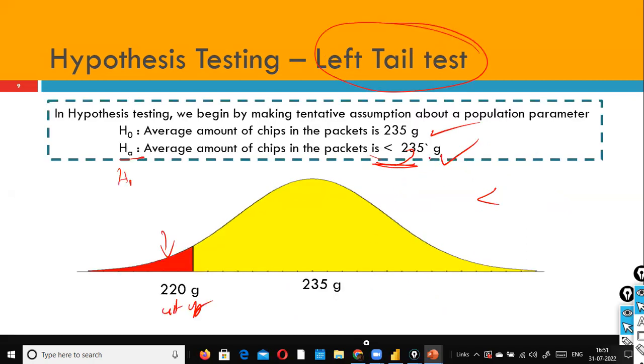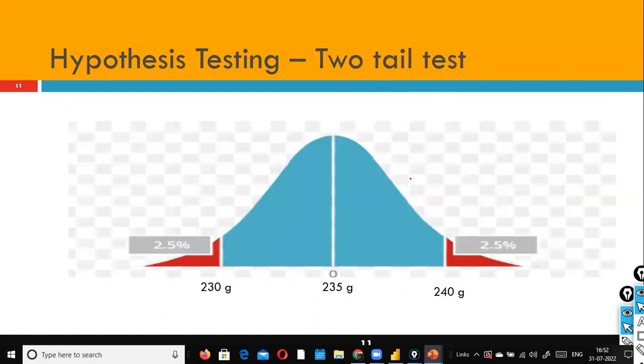That is what you are going to test here, and this is called your right tail test, because you can see we are using the greater than sign. Next one is the two-tailed test. It should not be less than 230 gram, and it should not be greater than 240 grams. On both sides, the left and right, you are going to define the cutoff here. So the cutoff is this one.